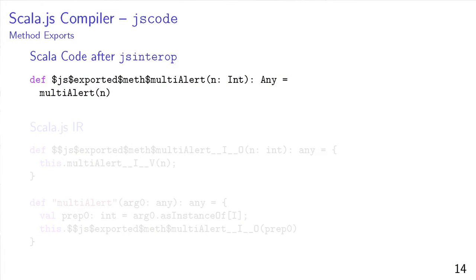All right, so how do we handle JavaScript methods on Scala classes?